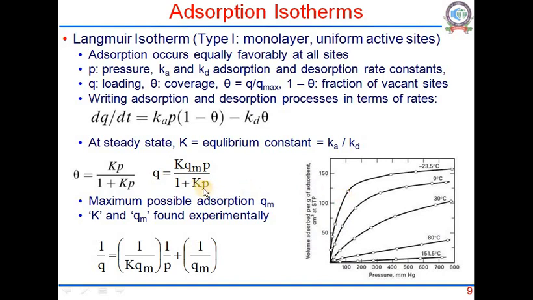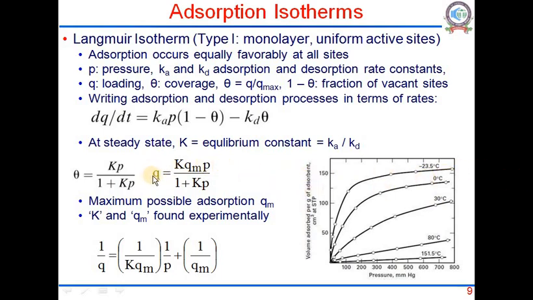At high pressures, the Kp term in the denominator dominates, and then Q simply tends to become some constant number equal to Qm. That Qm tells you the maximum possible amount that can be adsorbed. That was our Q max. And then at high pressures, this behaves like a zero order process. Q is independent of pressure. Q is just a constant value.